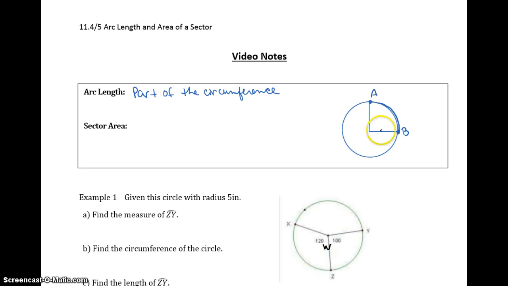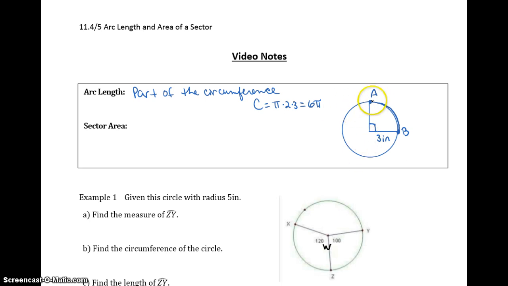For example, on this circle, let's just say our radius is 3 inches. It looks like this angle should be 90. Let's just say it is. So if I wanted to find the circumference, I would take pi and multiply it by 2 times the radius, and I would get 6 pi. That would be all the way around.